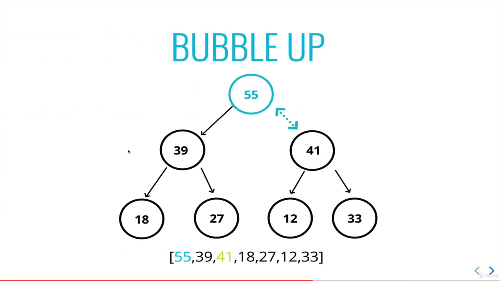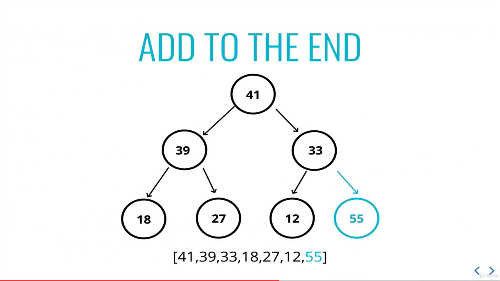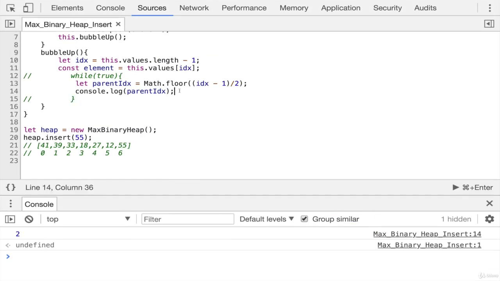And if you wanted to verify that based off of this sort of visualization, you can see 33 is the parent. Okay, so now what we want to do is compare the item at this index to our element 55. Compare those two things. So we have the index of the element and we have its parent index. So now let's do a comparison.